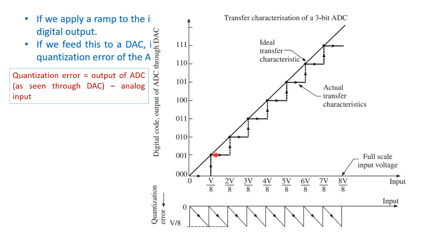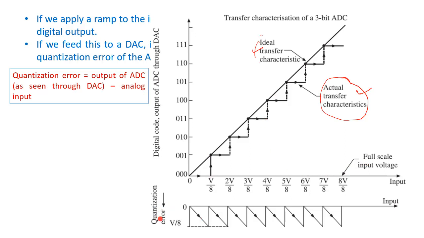So in fact this is the output of the DAC when your ADC output is fed to a DAC, right. This is your ideal transfer characteristic. This is your actual transfer characteristic. Therefore this is called actual transfer characteristic. That is the actual output seen by the DAC when the ADC output is fed, and this is your ideal transfer characteristic, right. Okay. So this is your staircase form, right.